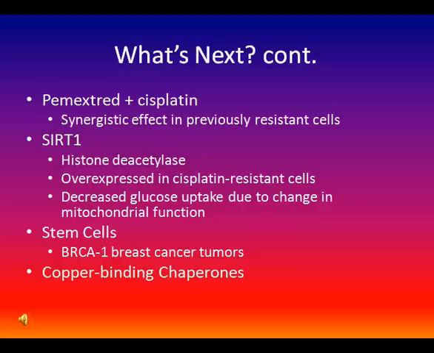Also, many cisplatin-resistant tumor cells express high amounts of SIRT1, the histone deacetylase that plays a role in DNA repair. This enzyme also alters the metabolism of tumor cell mitochondria, and as a result, these tumor cells have a decreased uptake of glucose compared to normal cells.